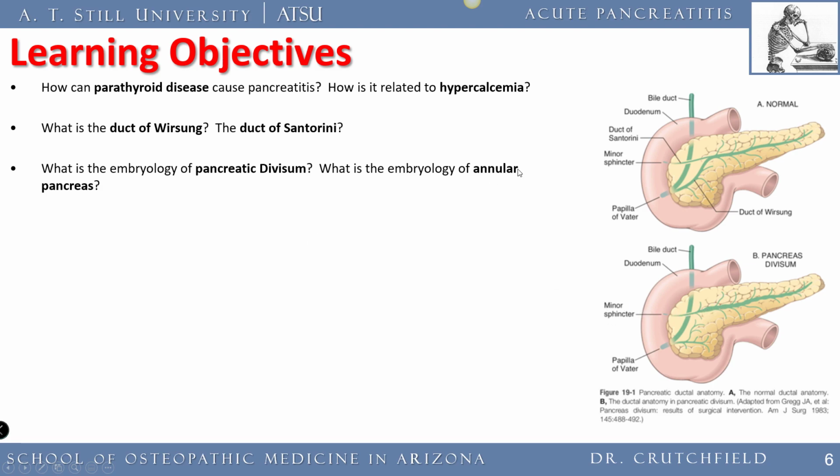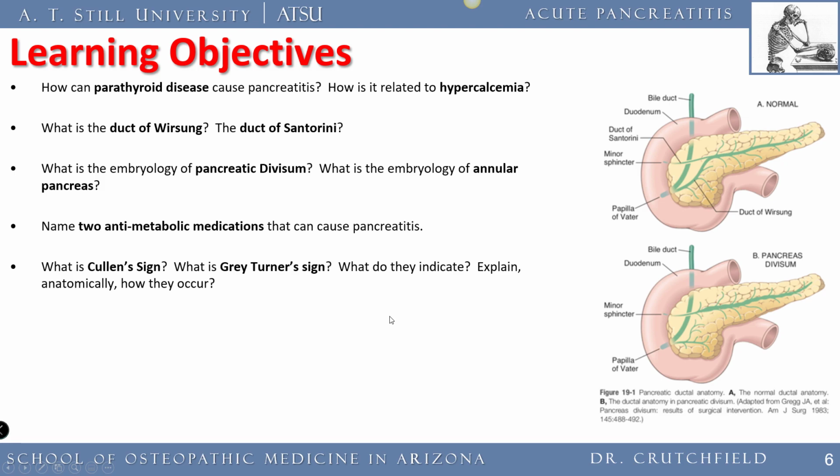And then, of course, what is the embryology of annular pancreas? That's where the ventral bud and the dorsal bud join together, but it doesn't go away and dissolve itself, and you end up with pancreas completely surrounding the duodenum, pinching it off. And we'll see a picture of that later. There are two anti-metabolic medications that can cause acute pancreatitis.